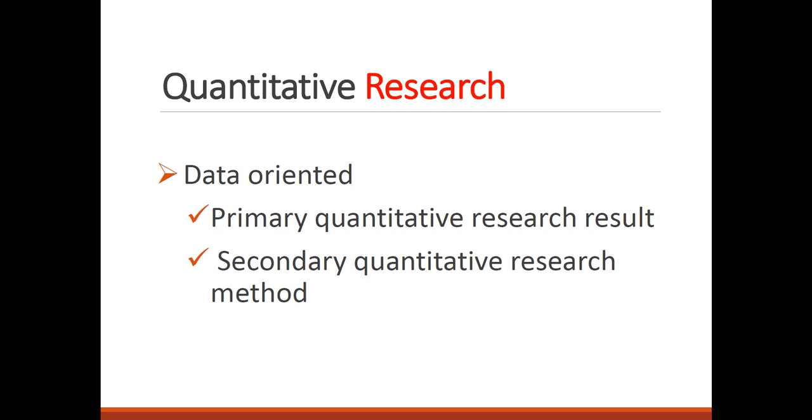Quantitative is very data oriented, and it has two types of data that you can consider. Either you go for primary quantitative research or you go for secondary. I'm not going to talk a lot on secondary, because secondary means you take people's ready-made data. For example, you go to any ministry and you get the data from them, so that is secondary. The way you analyze and clean up secondary data is different.